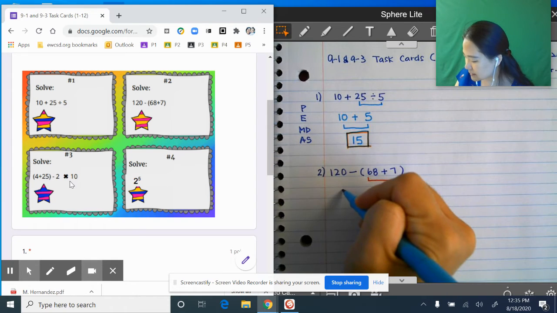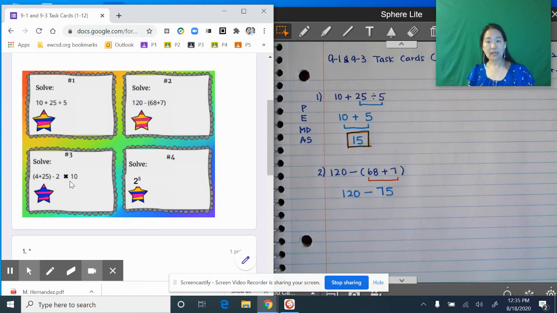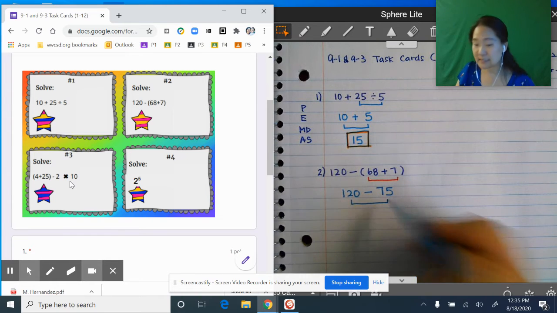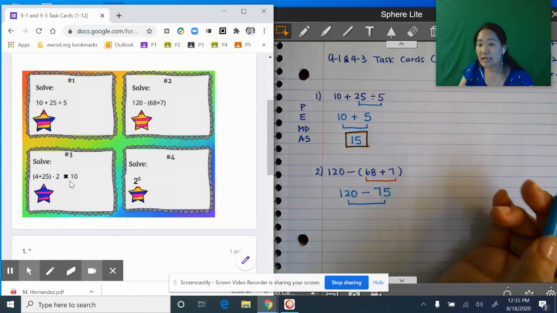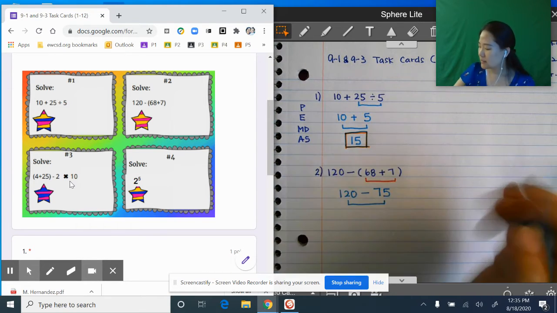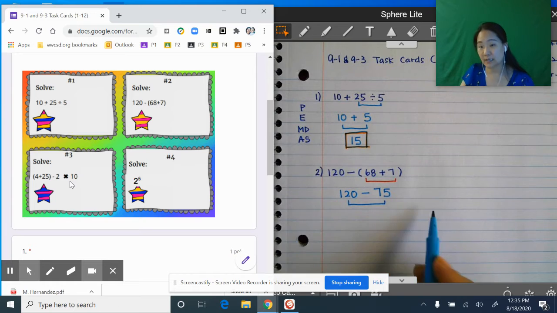And I'm going to bring down 120 minus. Now, I need to subtract 120 minus 75. Now, let's say you cannot do that in your head or you're not sure that the answer is 45. Then please don't do the subtraction here. I would rather you do that on the side, on the left or right hand side.